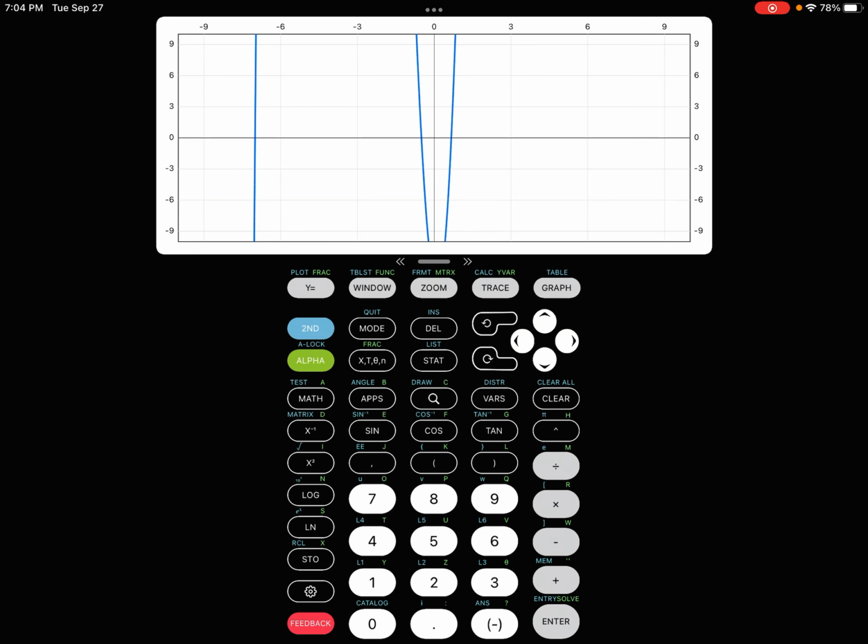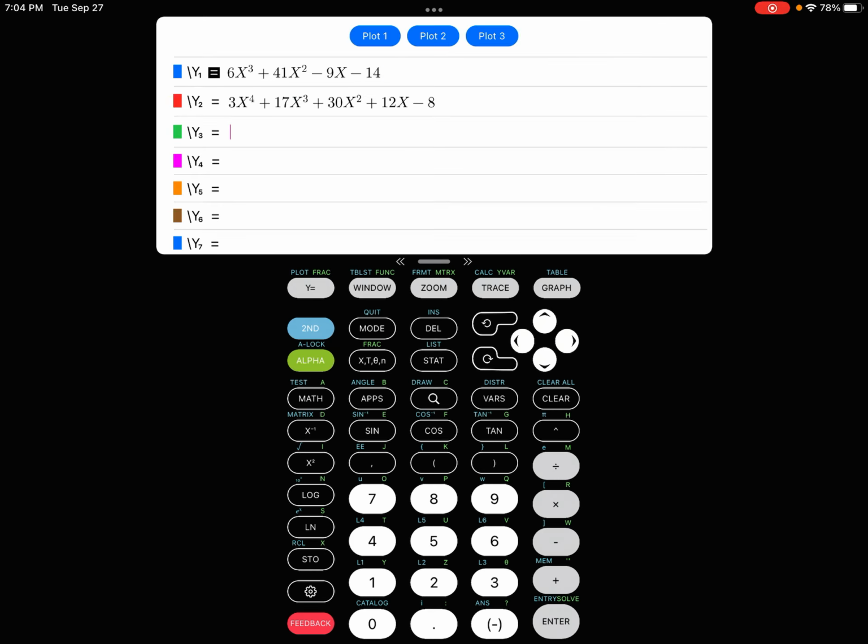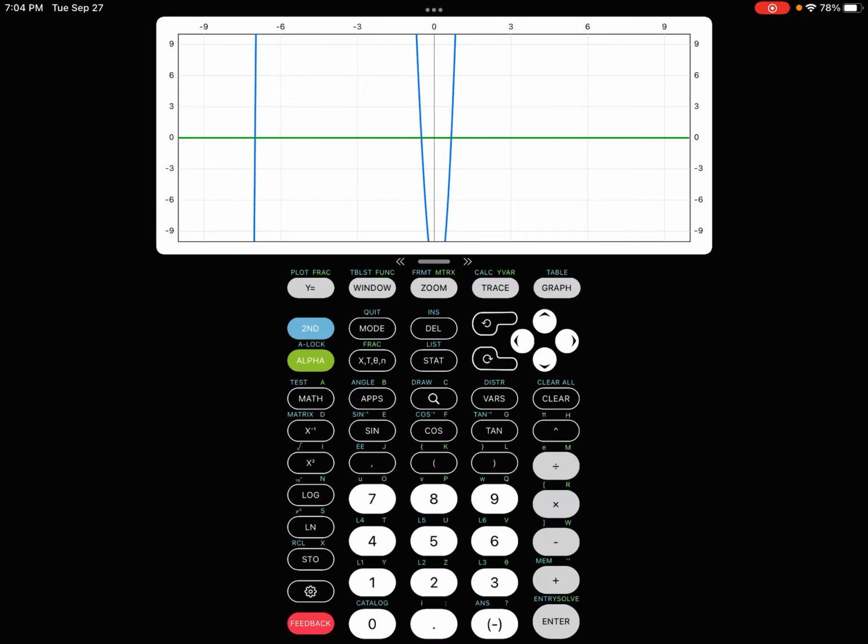Okay? Now, we can't see all of this, but what we can do is look at where those x-intercepts are. Okay? Now, I'm going to go back to y equals, and I'm going to make another line, y equals 0, and graph it. Reason we do that is we want to find those solutions.